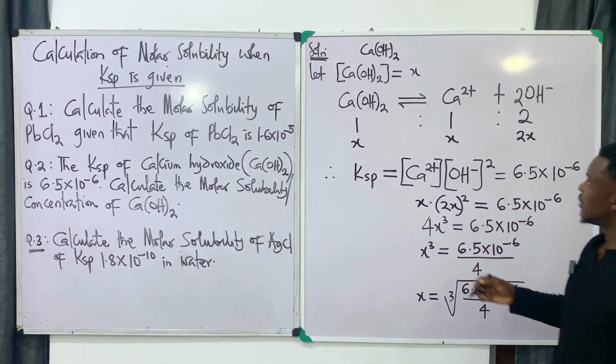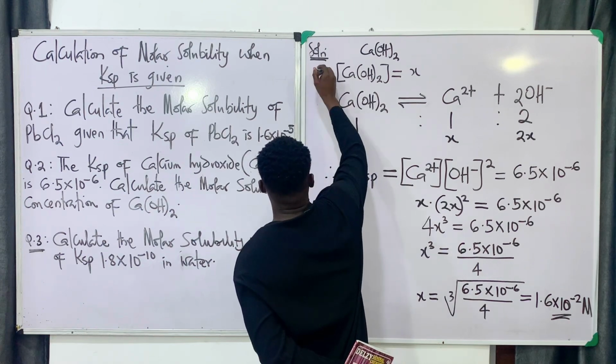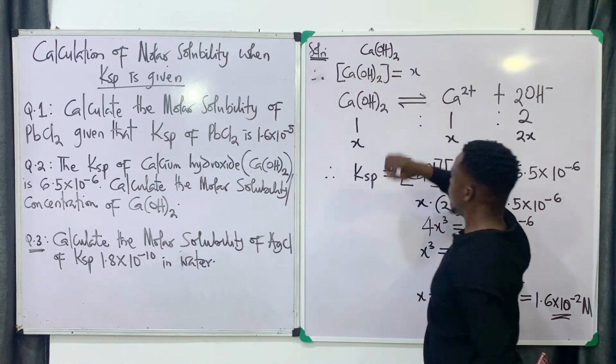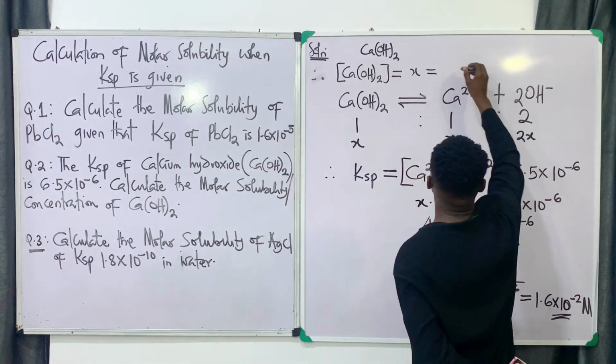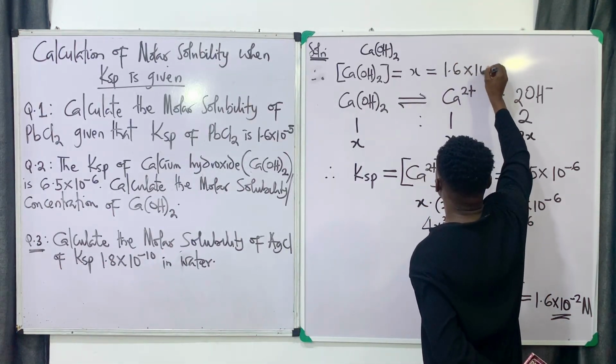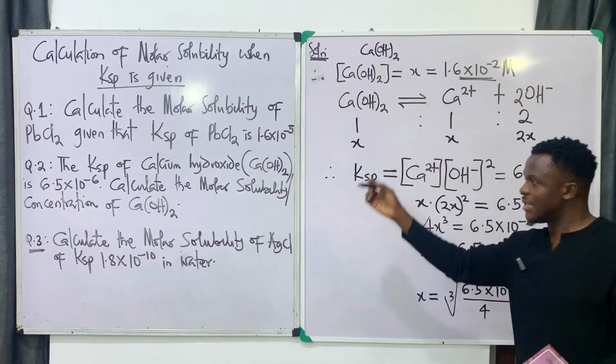So therefore, we now say, the concentration of calcium hydroxide, which we had earlier designated as X, is now equal to 1.6 times 10 raised to the power of minus 2 molar. So that is the answer for the second one.